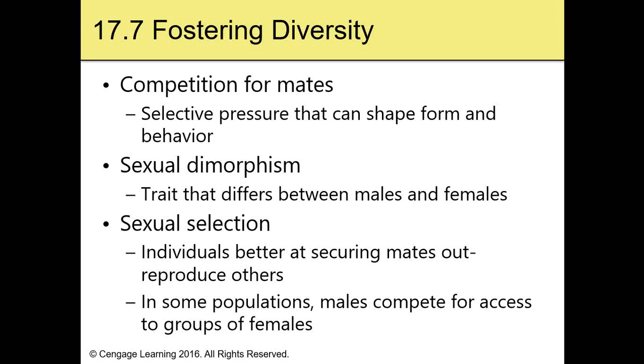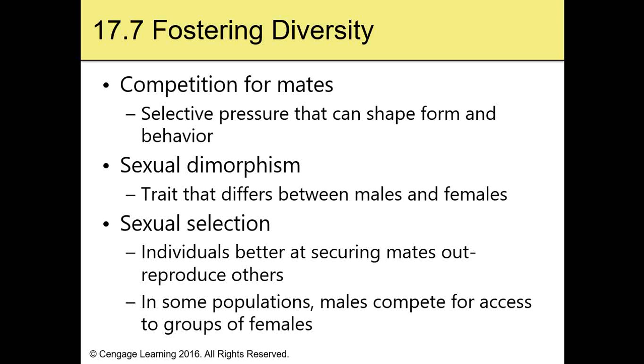Sexual dimorphism, which is a trait that differs between males and females, also can increase diversity, and sexual selection. So individuals that are better at securing mates are going to have more babies than others. I mean, that just kind of goes without saying. The biggest, most fit, sexiest peacock out there is the one that's going to get to mate with all the females.